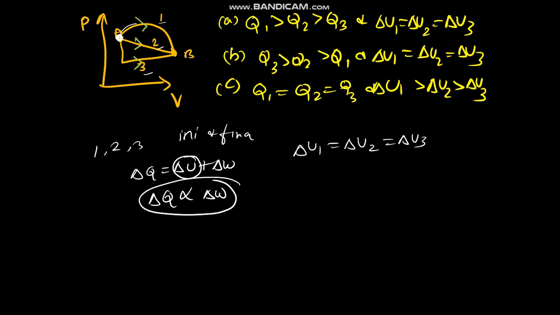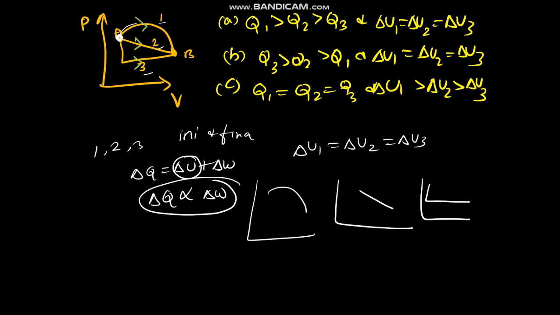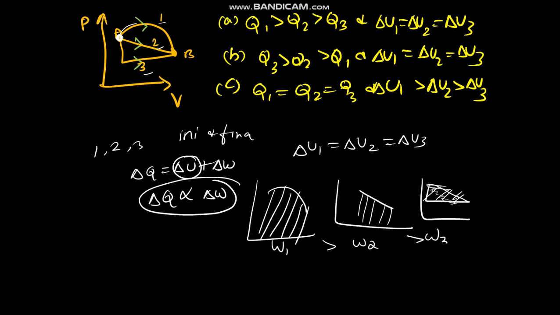Okay, so work done in the first, see here that this is the first process, this is the second process, and this is the third process. See that in the first process the area under the graph is very high, in the second process the area under the graph is less, and in the third process it is only very small, this much work is done. So work done in the first process is greater than work done in the second process is greater than work done in the third process.